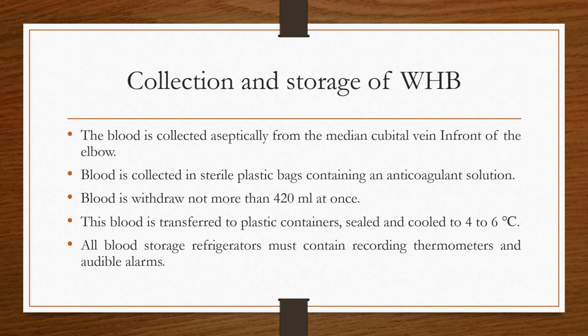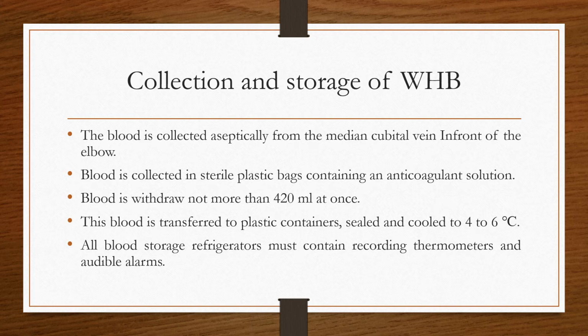Now see the collection and storage of whole human blood. The blood is collected aseptically from the median cubital vein in front of the elbow, and the blood serves as a transport medium for carrying all its different components, like cells, to and from the different organs of the body. Blood is collected in a sterile plastic bag containing an anticoagulant solution.